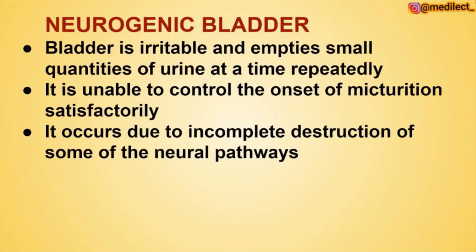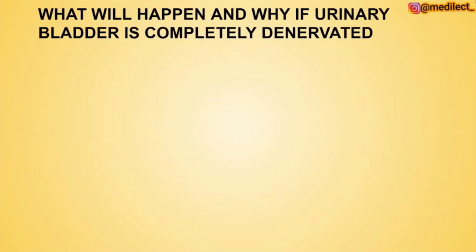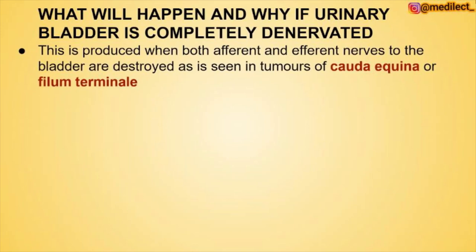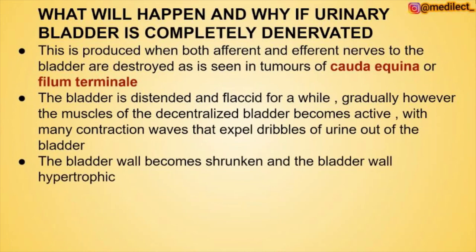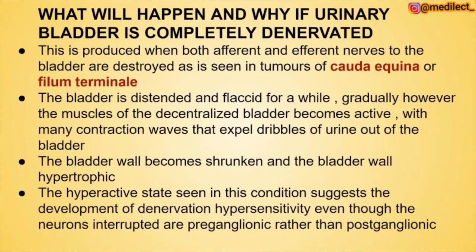Now, what will happen and why, if the urinary bladder is completely denervated? It is produced when both the afferent as well as the efferent nerves to the bladder are destroyed, as seen in tumors of the cauda equina or filum terminale. The bladder is distended and flaccid for a while. Gradually, however, the muscles of the decentralized bladder become active with many contraction waves that expel dribbles of urine out of the bladder. The bladder wall becomes shrunken and hypertrophic. The hyperactive state seen in this condition suggests the development of denervation hypersensitivity, even though the neurons disrupted are preganglionic rather than postganglionic.